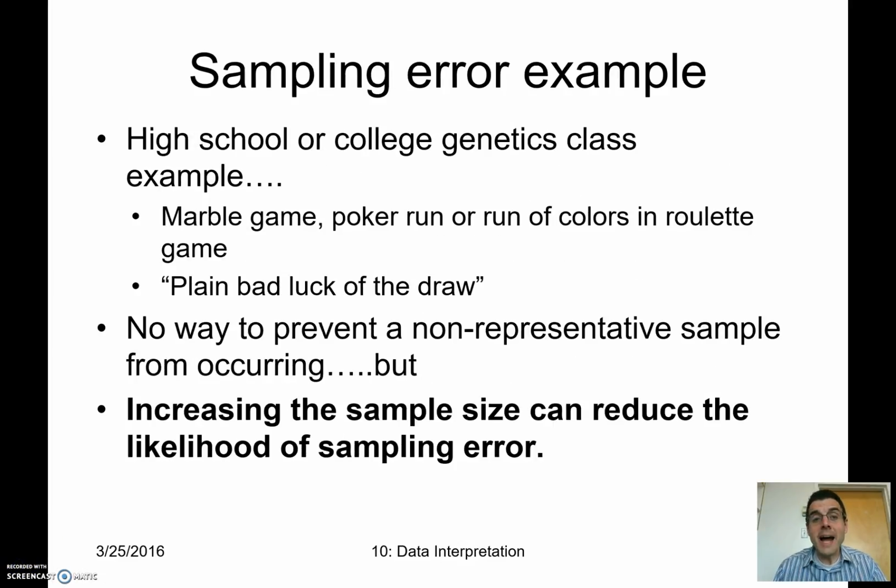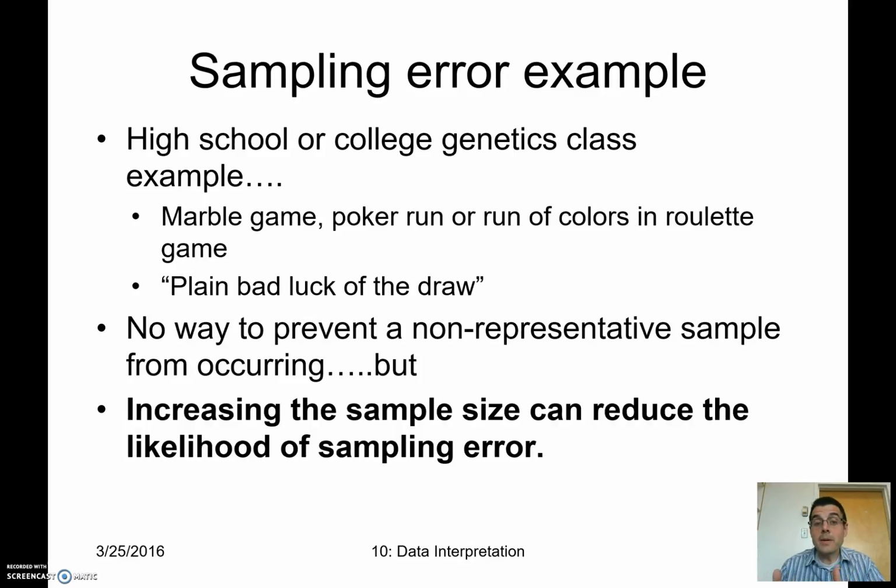There's numerous examples out there that students can relate to when we talk about sampling error. For example, in your high school or college genetics class, there's the marble game where you have a bag of marbles and have to guess the color that comes out, and all of a sudden you can pull out 5 marbles of the same color. It's just the luck of the draw, or maybe bad luck. There's also, for example, a run of colors in a roulette game where you're standing at a casino and every time the marble is dropped, it always lands on red, and there's no real understanding as to why that happens, other than it just happens.